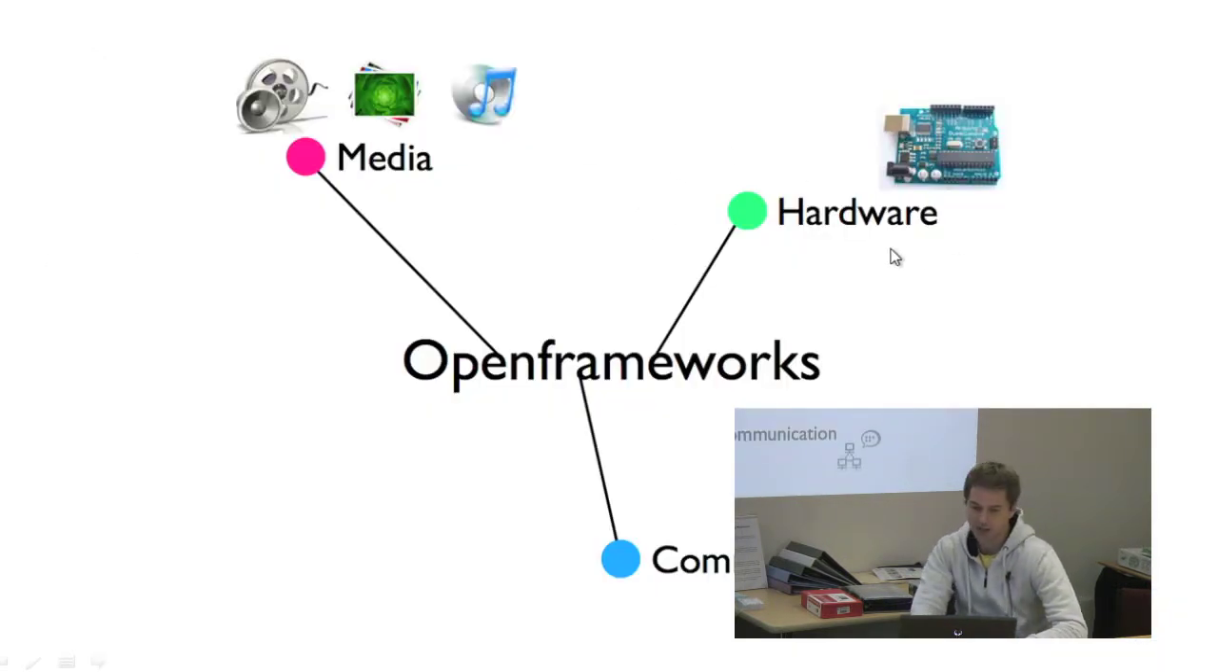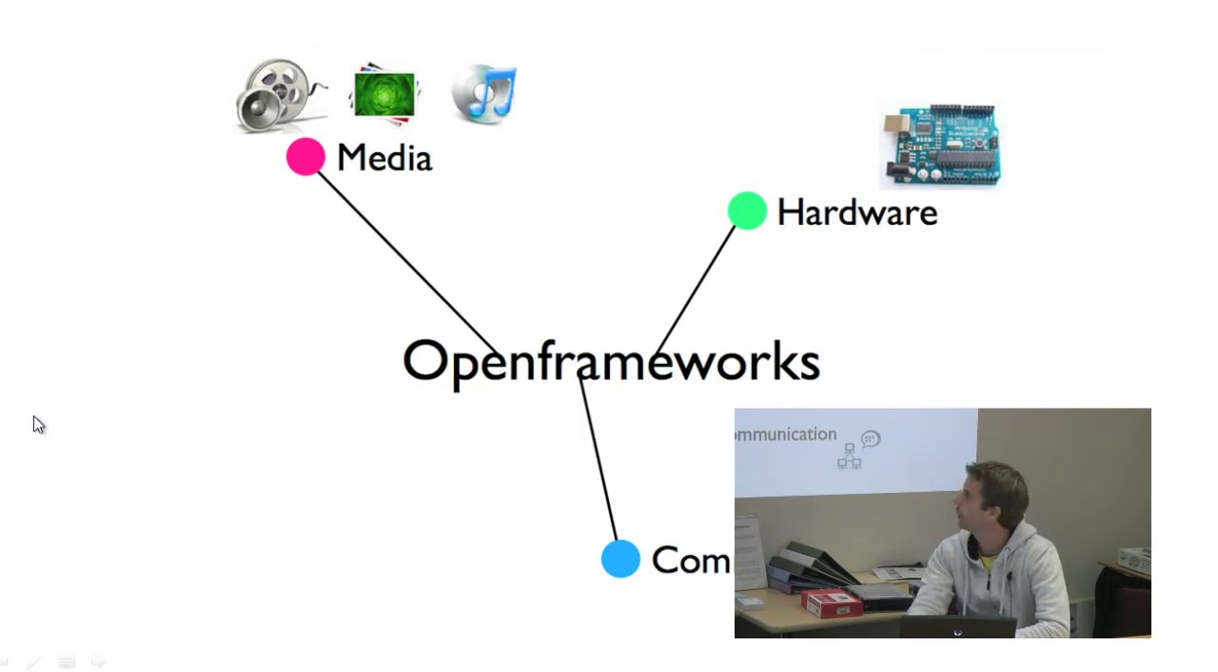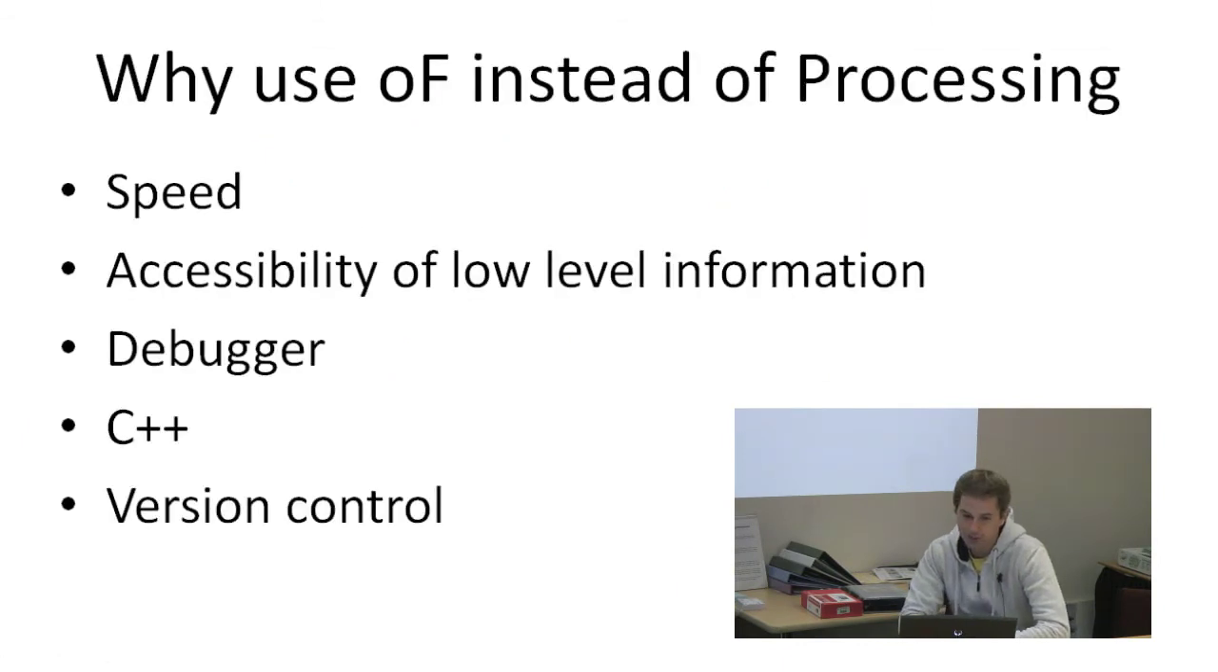It can interface with hardware quite nicely, which if we were doing these lectures in the right order, we'd segue nicely into, but we're going to skip that and come back to it. And communications, you can see by default in here we have some network control and stuff like that, so we can network our programs quite easily. So why would we use it instead of Processing? Well, at speed, C++ is faster than Java.